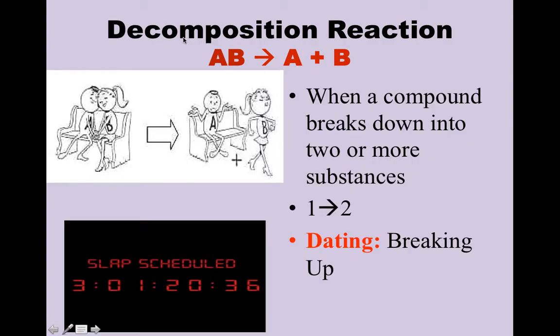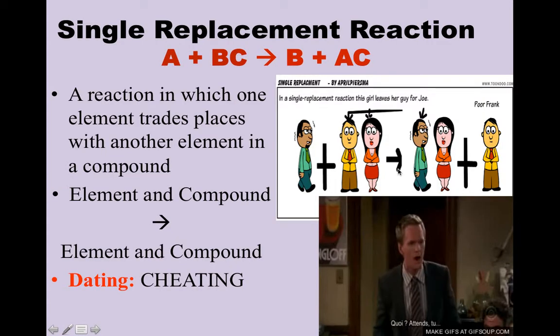All right. Now, decomposition would be A and B. Here's a happy couple sitting on the bench, and then the arrow relates to where maybe something was said and the 2 of them break up. So decomposition is things breaking up. So you have one thing on the left and it reverts to 2 or more things on the right-hand side. So it's the breakup. Okay?